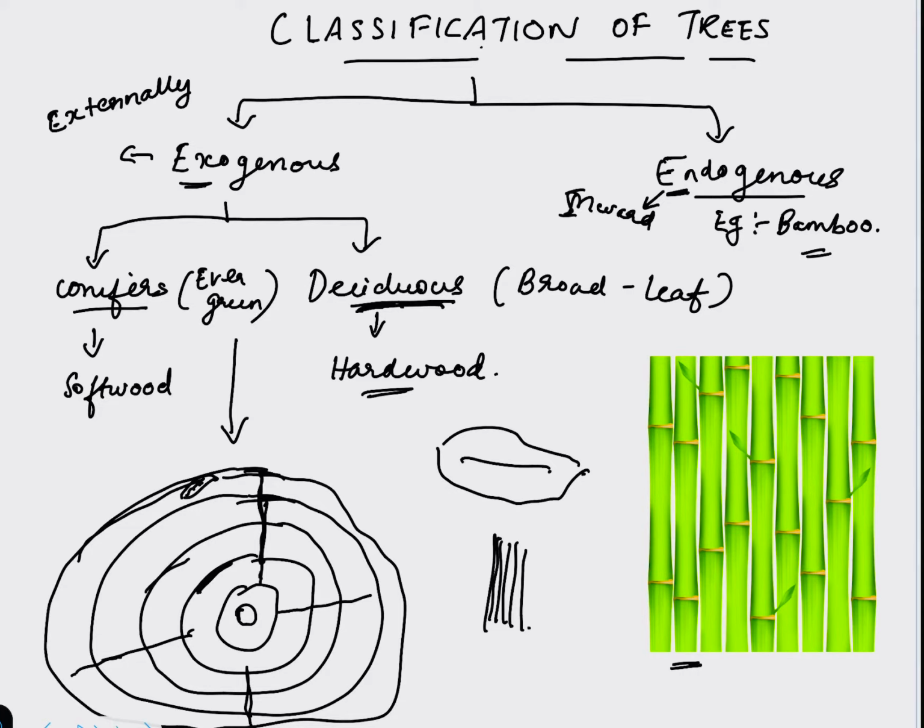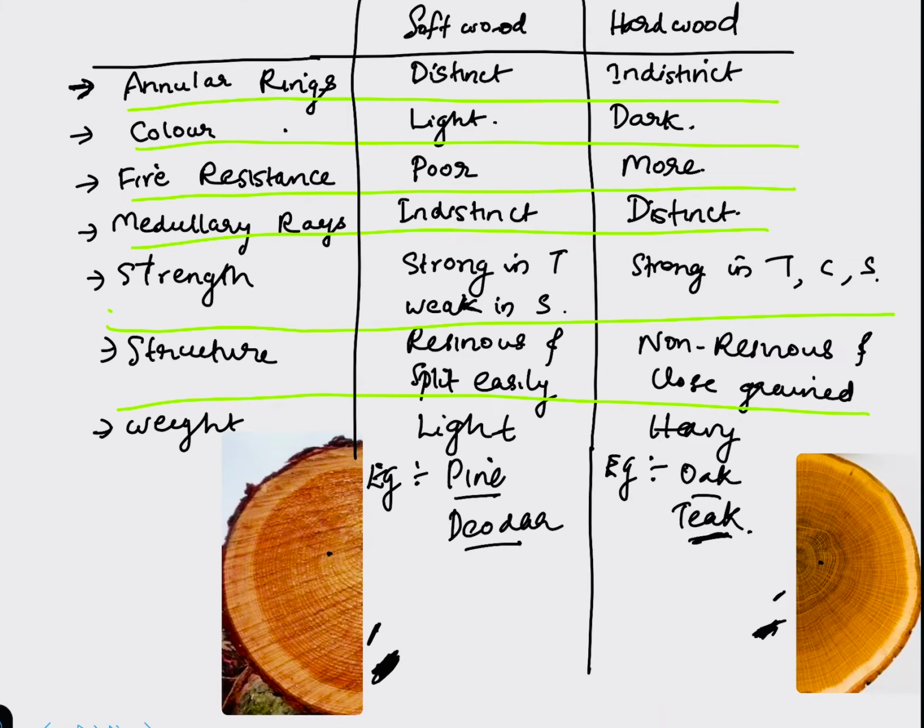Now let us discuss this one. Annular rings. Here, see in this picture, annular rings are very much distant. And here, see, the annular rings are indistinct. We are unable to differentiate each annular ring. They are closely packed. And now, fire resistance. Softwood is having a low fire resistance, and hardwood is having more fire resistance. Okay, and then medullary rays.